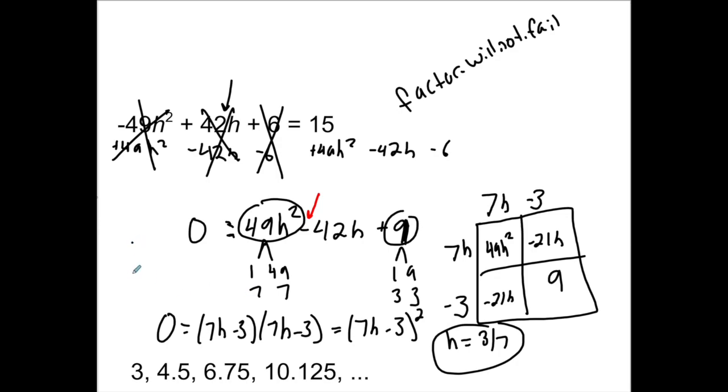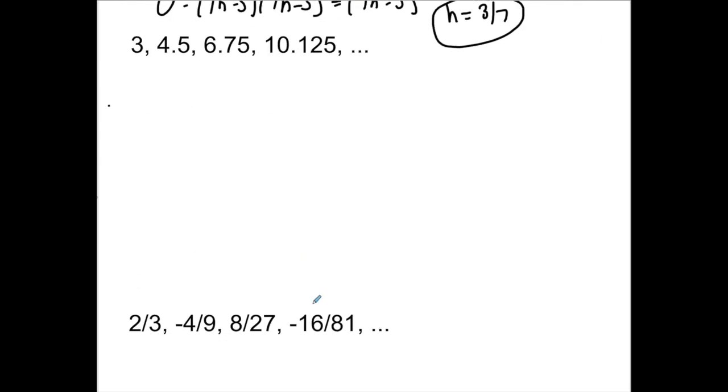Okay, and what we're going to learn next year is that because this is a square, this is an even power on this thing, what's going to happen is at 3/7, it's going to bounce off the graph. Okay, versus if there was two different factors, each with a power of 1 here, it would go through the graph.